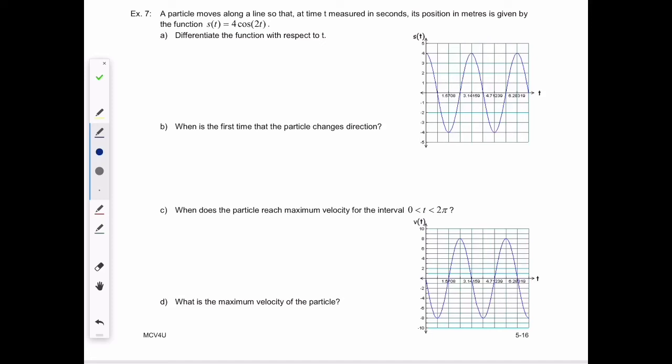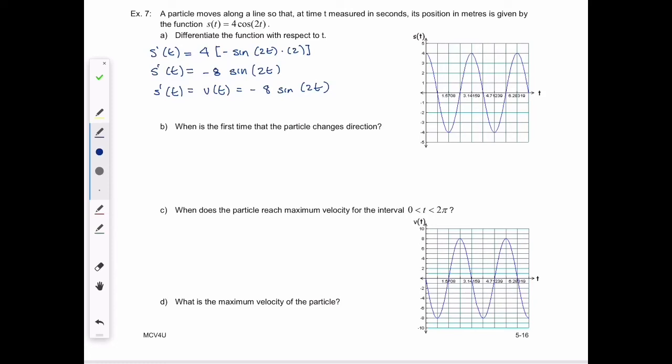So let's do that. We're going to do s prime of t, which is equal to 4 as a constant, so I'm leaving that out. The derivative of cos of 2t is going to be negative sine of 2t. And then we have to multiply that by the derivative of the 2t, which is 2. We can simplify this. I'm going to bring that 2 from the derivative of 2t to the front, and the negative as well. So we get negative 8 sine of 2t. We know that s prime of t is really the v of t, which is equal to negative 8 sine of 2t.